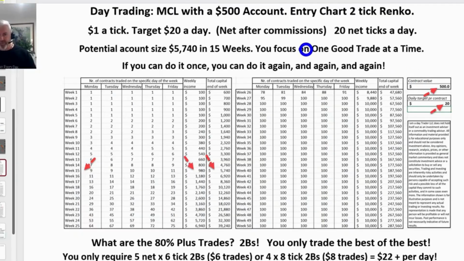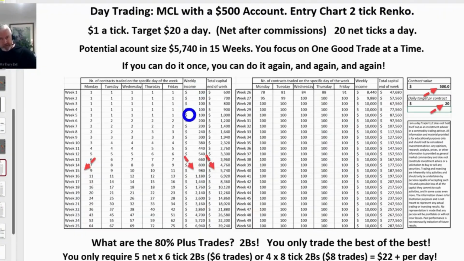So here if we go for just 20 ticks a day, which is $20 after any losses in commissions, within 15 weeks you're earning $980 a week, which a lot of traders will be happy with. But then you've got $5,740 in your account here, and you can now start trading the big contract. So over the 15 weeks you've built your account on $20 a day.